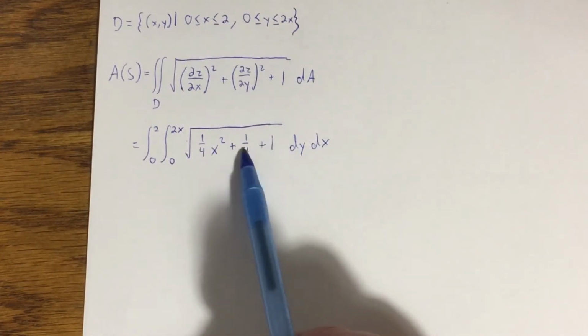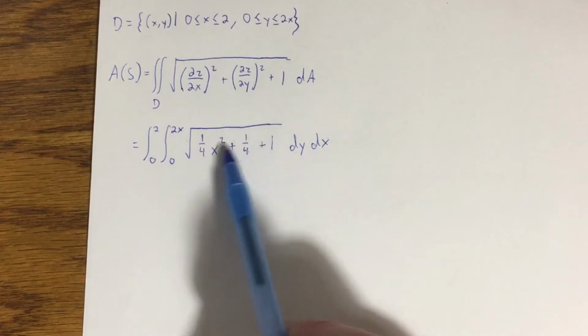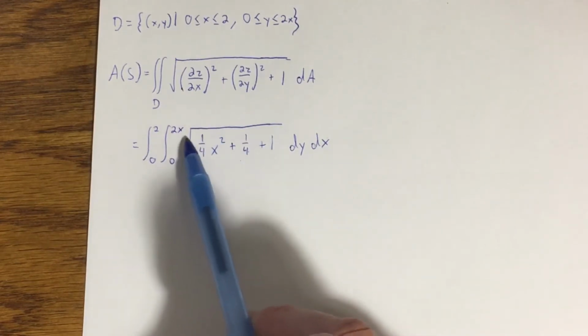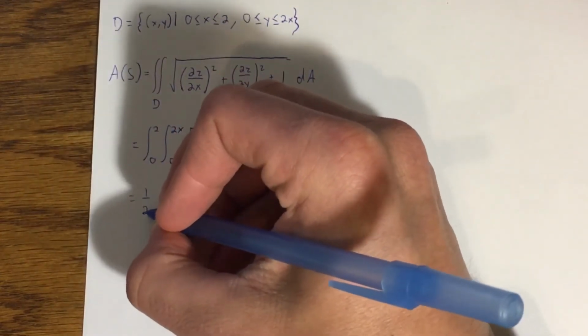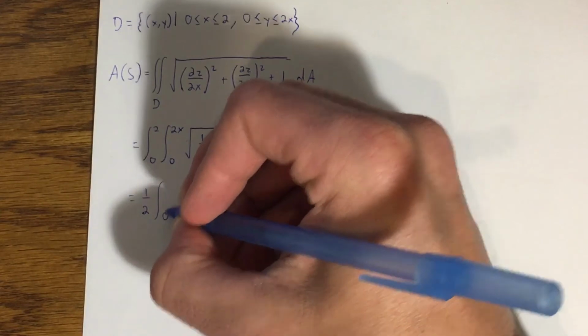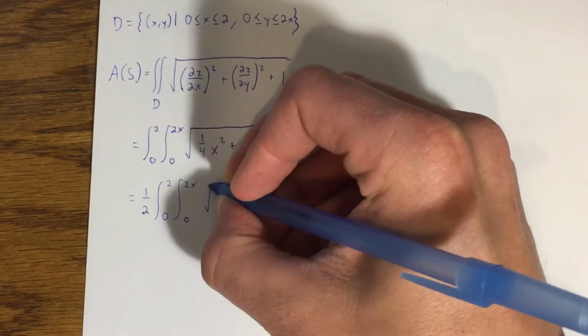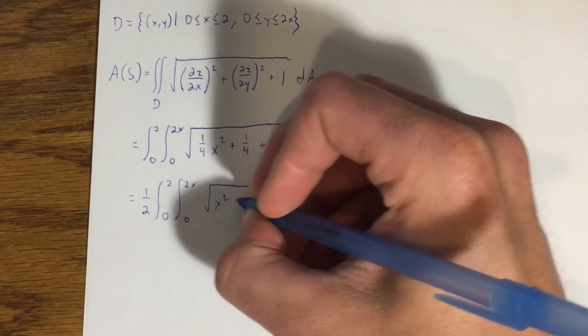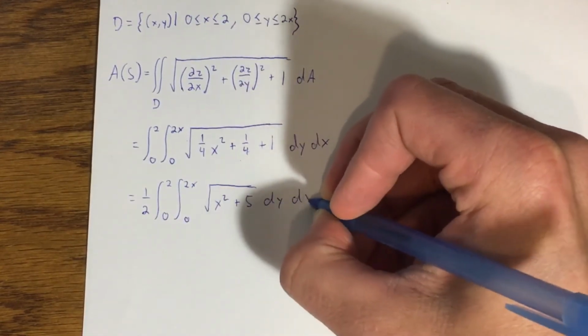If I were to add these up, I would get 5/4, these two constants. I could take a 1/4 and factor it out. When I take it out of the radical, I'm taking its square root, making it a 1/2, and that could be brought all the way out. So I could say that this is 1/2 times the integral from 0 to 2, integral from 0 to 2x, and then what would be left in here is x squared plus 5 dy dx.